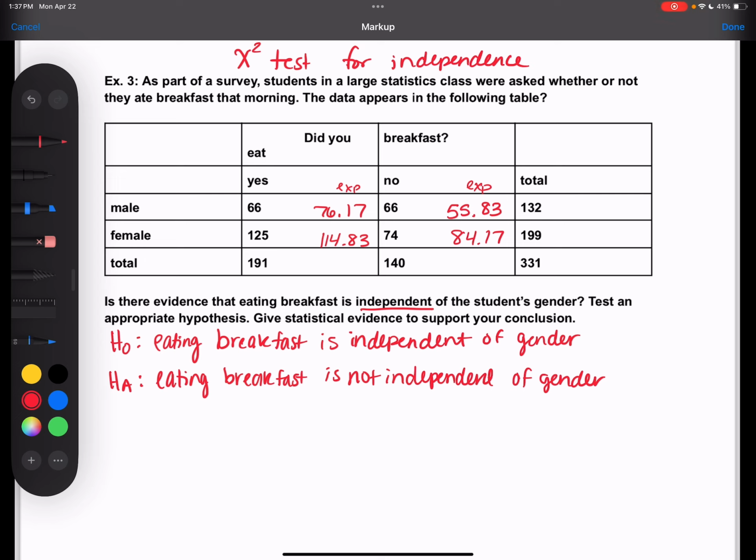All right, assumptions. Is it counted data? Yes. It's categorical, so yes. Eating breakfast is not something that has a number assigned to it. It's a yes or no question.